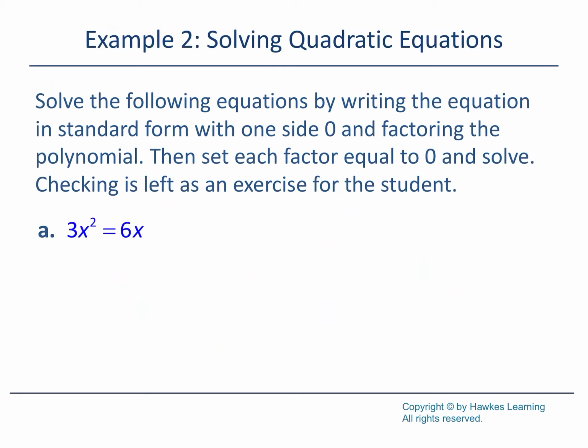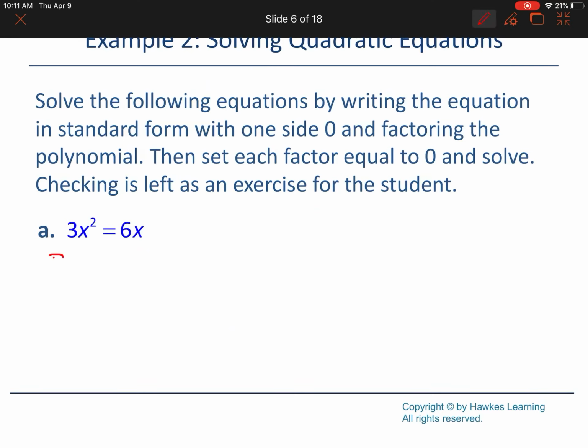Don't divide by x. What we need to do is get everything on one side, because we're going to do this by factoring, and it's never helpful to factor unless it's equal to 0. That 0 property is why we can use factoring. So we will never factor unless it's equal to 0, at least for solving equations. So I will subtract the 6x to the other side. And then I have it equal to 0, and then I can start factoring.